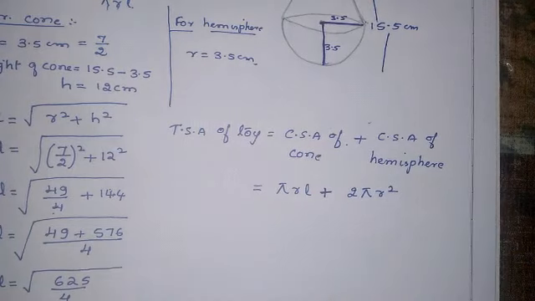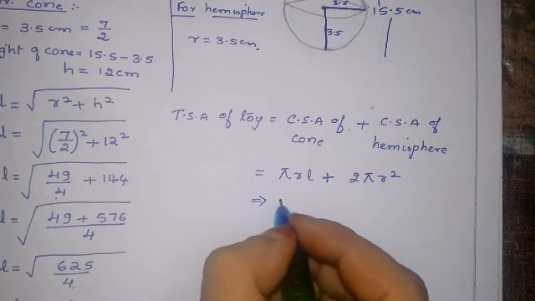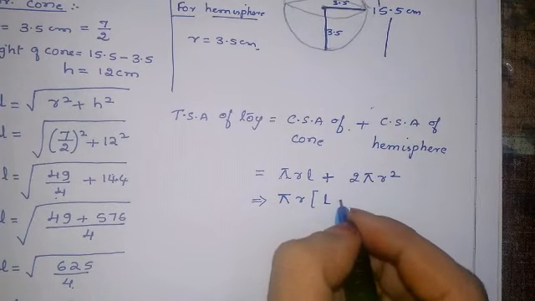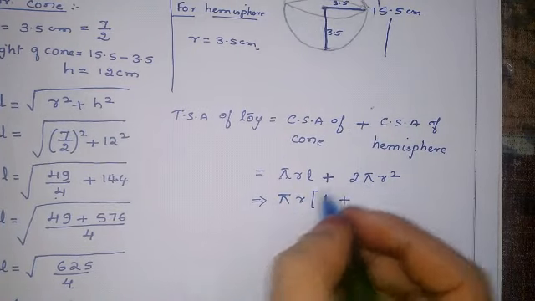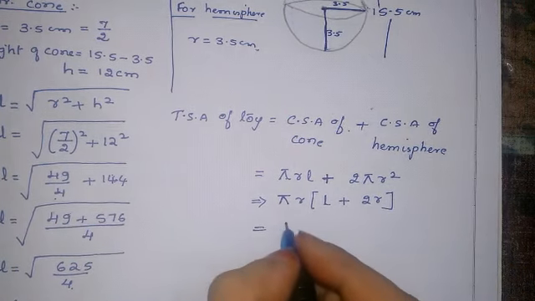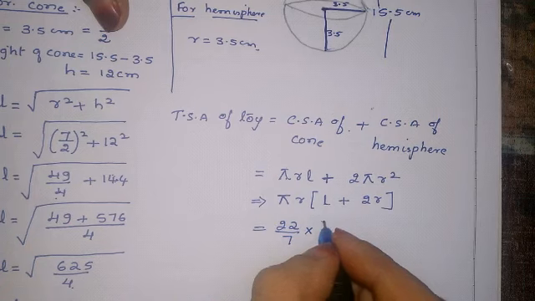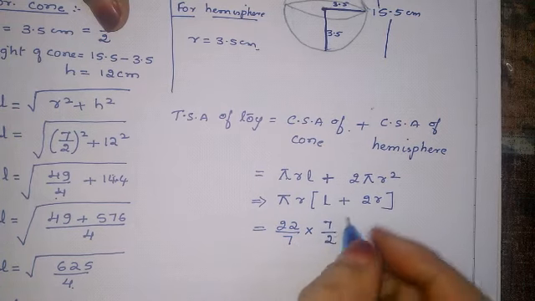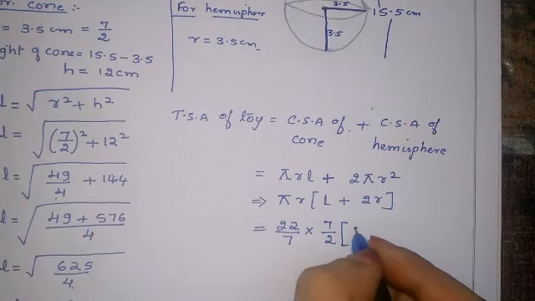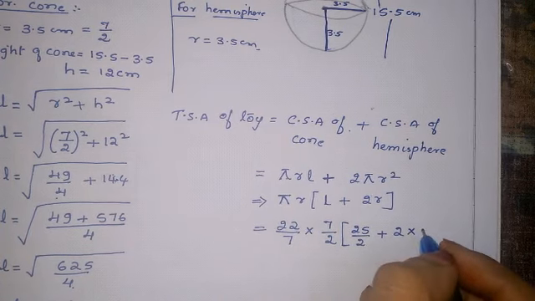So now what is common? Pi is common and r is common. Nothing else. So let me take pi and r common. If pi r is common, what is left? L is left. Plus pi is common and one r is common, so 2 r is left. Okay, let us substitute the values. Pi value is 22 by 7. R value is 7 by 2, that is 3.5. And the L value, just now we have got, is 25 by 2, plus 2 into the r value, 7 by 2.